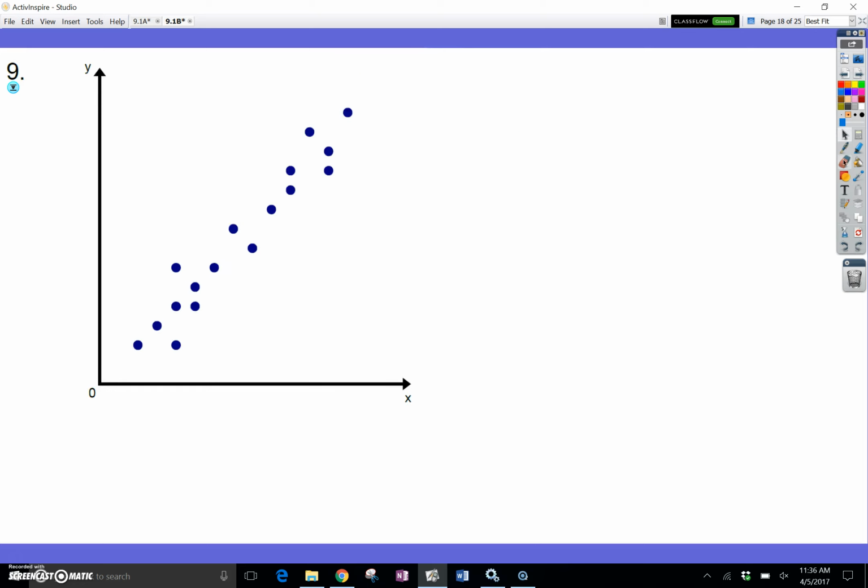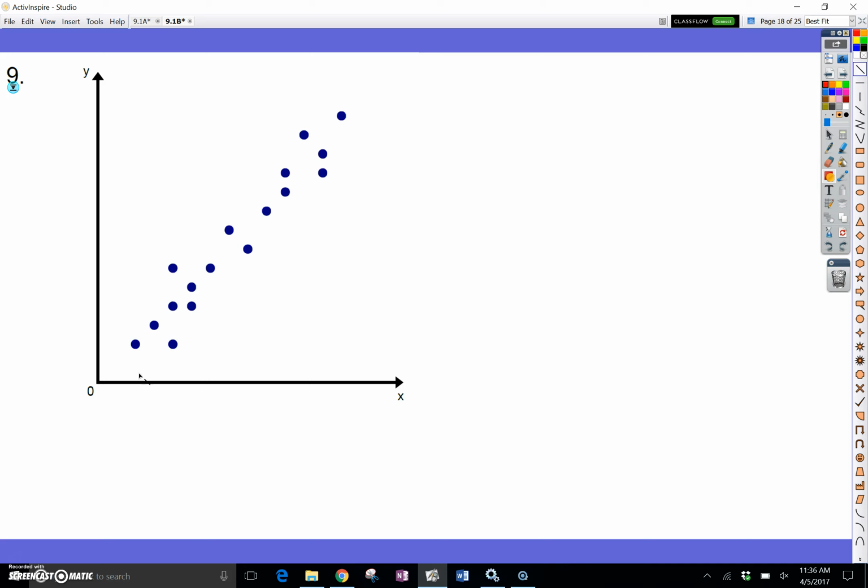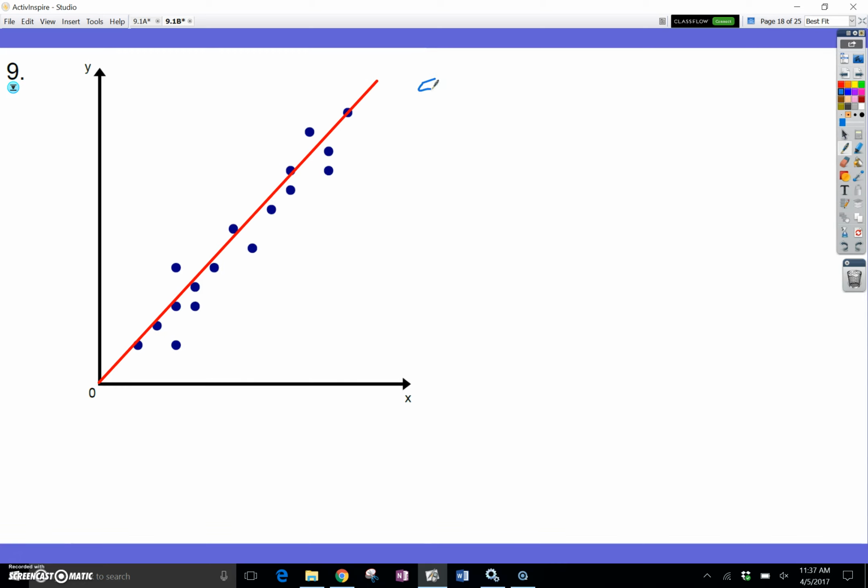Now this one, it looks like it's going in an upward direction. You can see that the points are going upwards. They're all pretty much close to this, so I would call this a strong association, and it's also a strong positive association. Positive should have gone right in there. What I mean by that is when my x values are increasing, my y values are always increasing as well. That would be a positive, strong association.